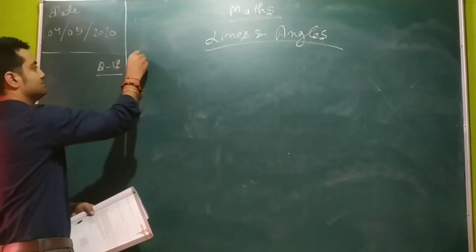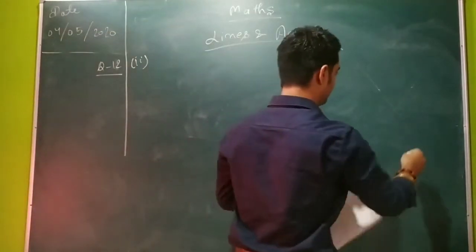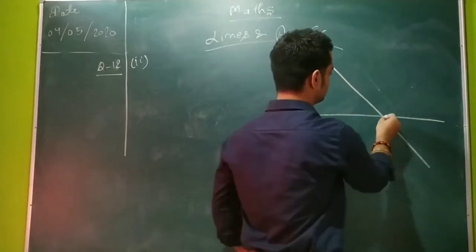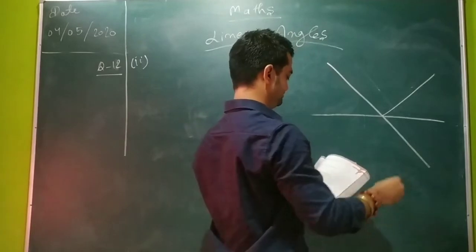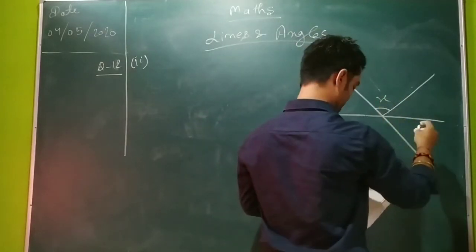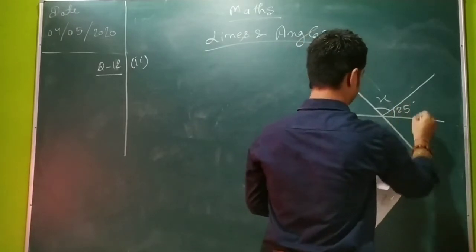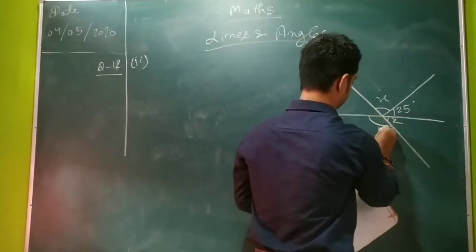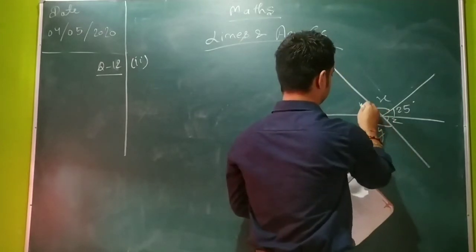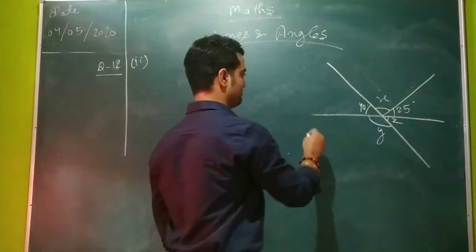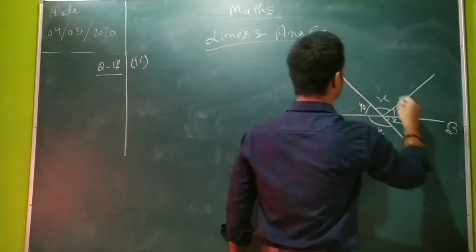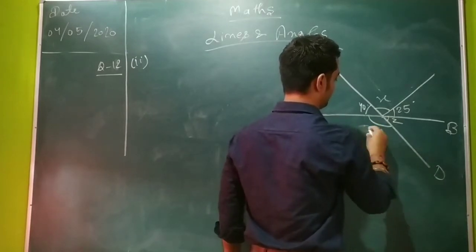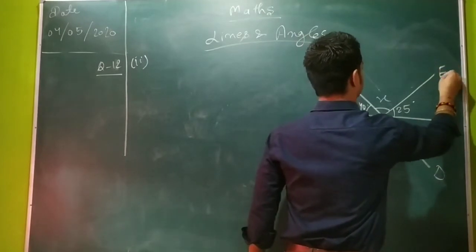I'm solving question number 12, second part. The figure is: now if we look at the figure and we give it some names, suppose I am giving this line segment the name AB, this line segment is CD, they are intersecting at any point Z, or let it be O, and this is any line segment OE.